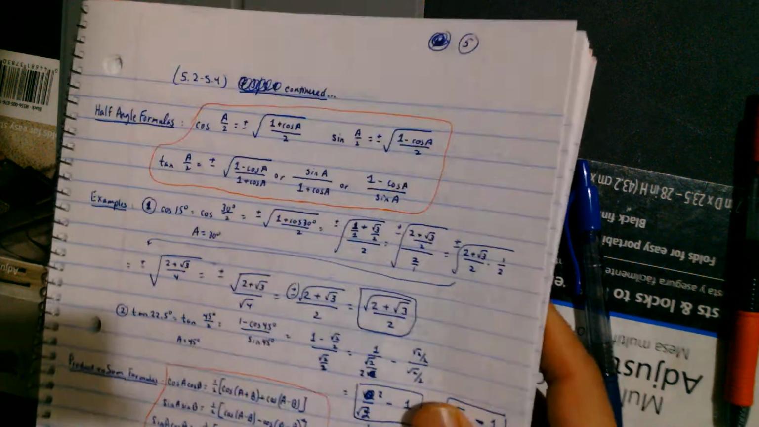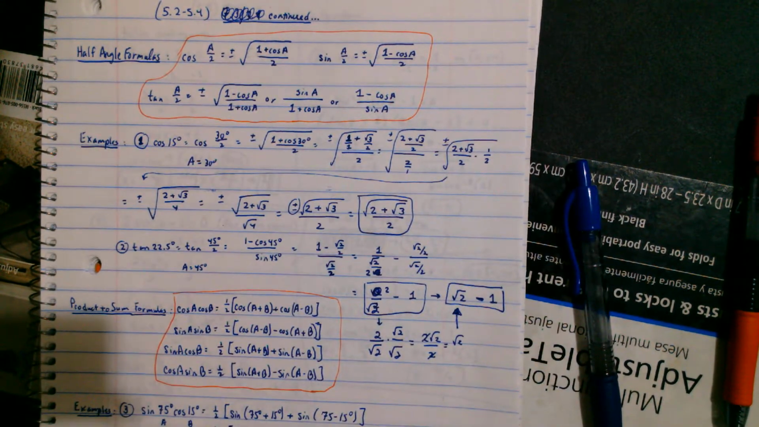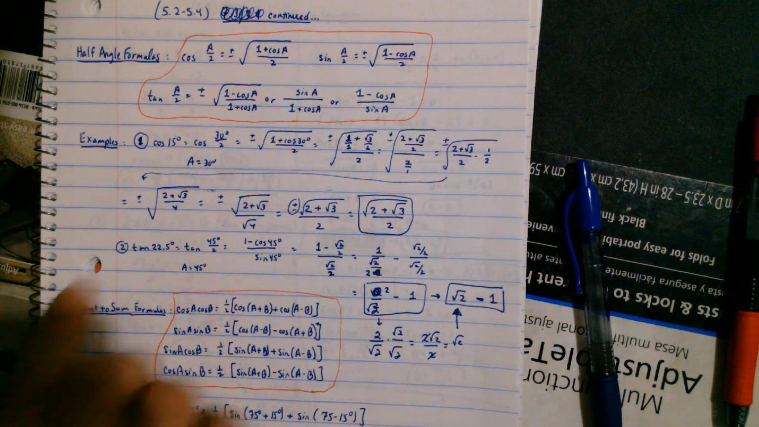Then, as promised, more formulas. You have half angle formulas. Cosine of a over 2 is equal to plus or minus square root of 1 plus cosine of a divided by 2. Sine of a over 2 is plus or minus square root of 1 minus cosine of a over 2. Tan of a over 2 is plus or minus square root of 1 minus cosine a over 1 plus cosine a, or sine a divided by 1 plus cosine a, or 1 minus cosine a divided by sine of a, however you want to look at it.